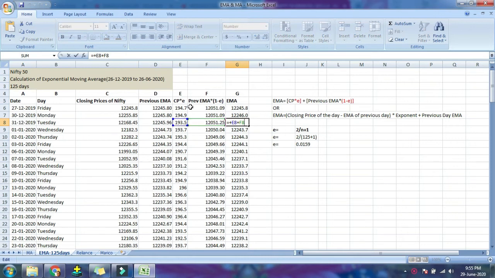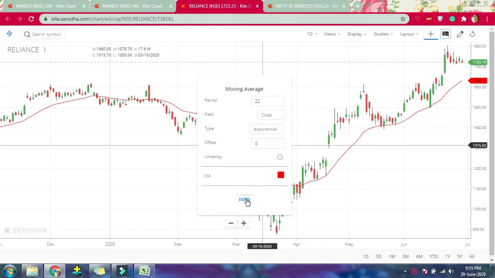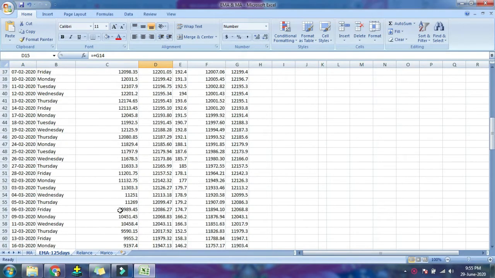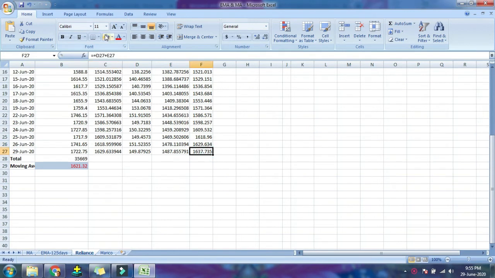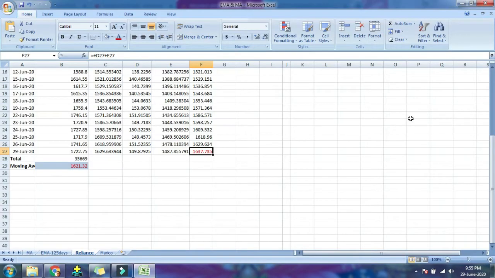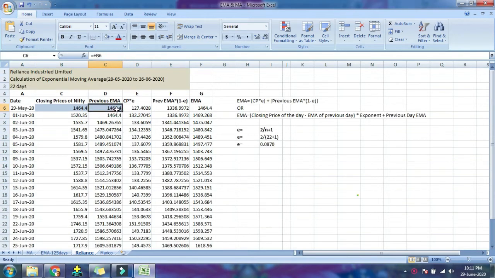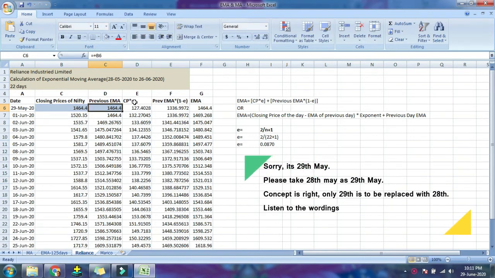Now look at the price EMA of Reliance. Now we are talking about the exponential moving average. It's 1637.735 in the Excel sheet, and 1632.11 in the charts. So the reason for the difference is the previous EMA. If you observe, for 28th May the previous EMA has been assumed as the closing price for 20th May. In fact, the previous EMA in reality is different.